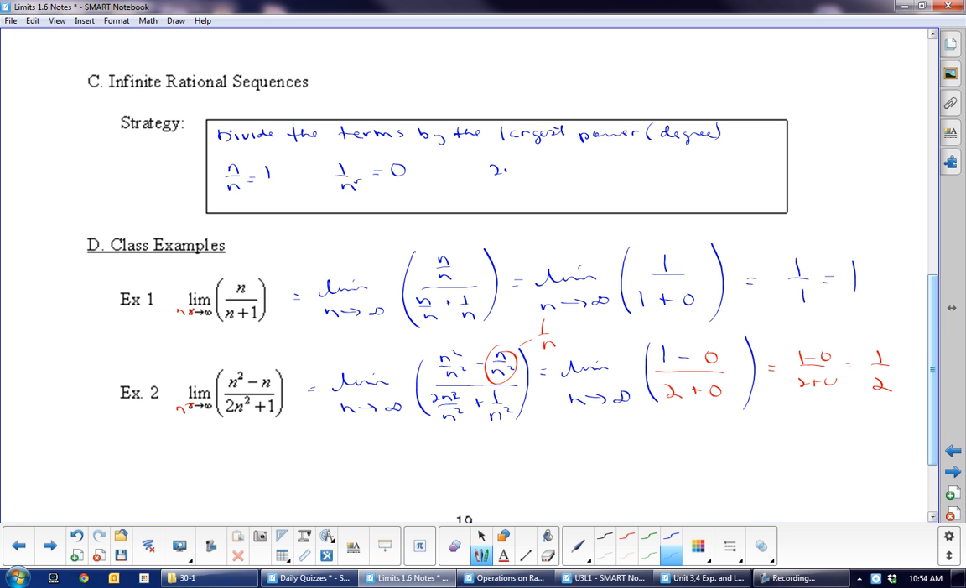Okay, and then 2n over n would just equal 2. And that even works just from algebra, right? There's actually even another shortcut to do these, but if you are ever in doubt, just do this. Even the shortcuts that I'm going to give you at the end of this, if you forget them, this always works.